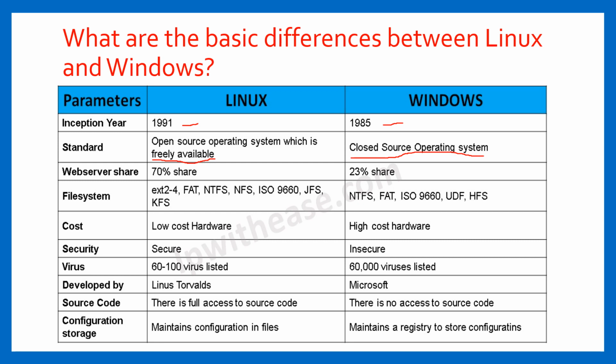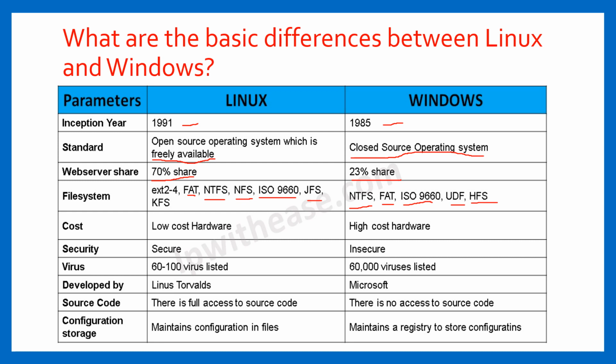And the web server share, 70% share is there for Linux. While coming to Windows, it is 23% share. And the different types of file systems that are used by Linux are FAT, NTFS, NFS, ISO, JFS, and so on. While coming to Windows, NTFS and FAT are most prominently used, and also ISO 9660, UDF and HFS.